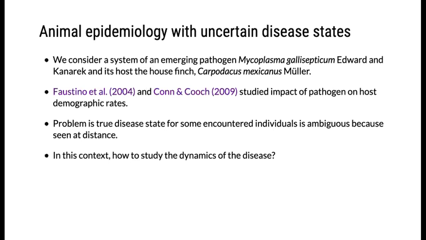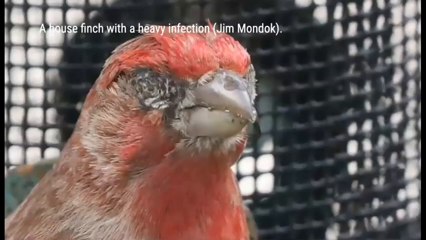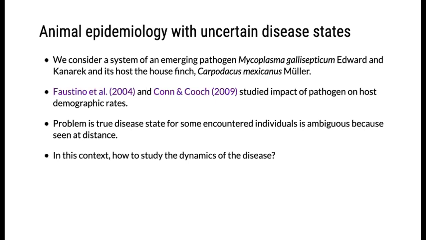Okay, so we consider this system. Several colleagues have already studied this, the impact of this pathogen on host demographic rates. And the problem is that the true disease state for some encountered individuals is ambiguous because they are seen at distance. So it's difficult to say whether they were, in that case, it's easy. But for some of the birds, it's difficult to diagnose the disease and say, well, they were healthy or they were infected. Okay. And so in this context, how to study the dynamics of the disease?